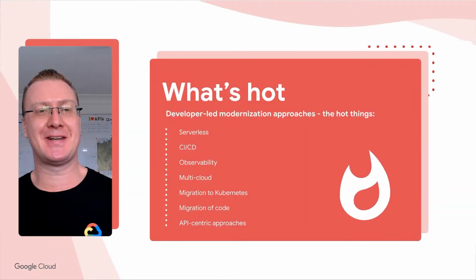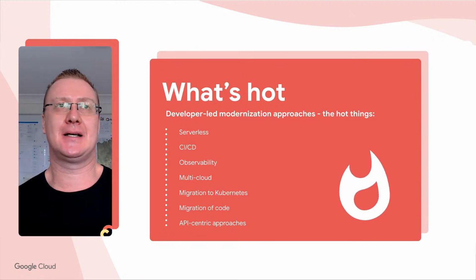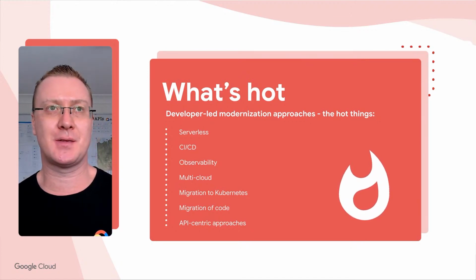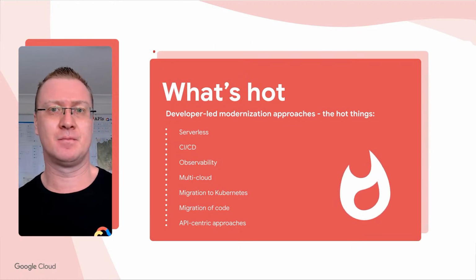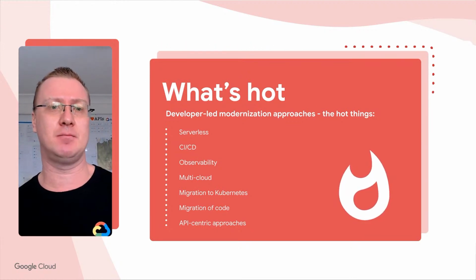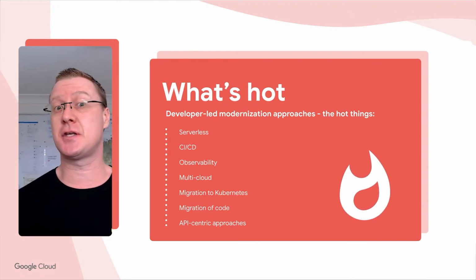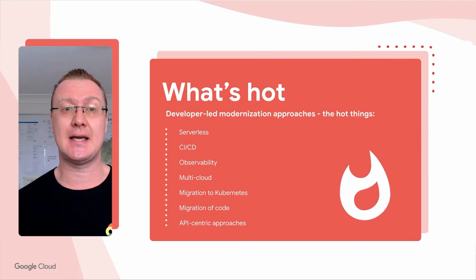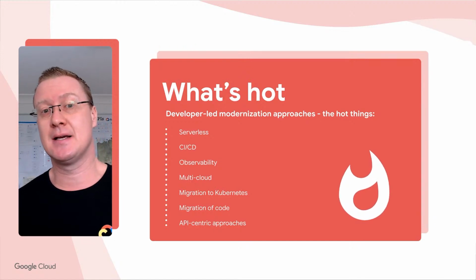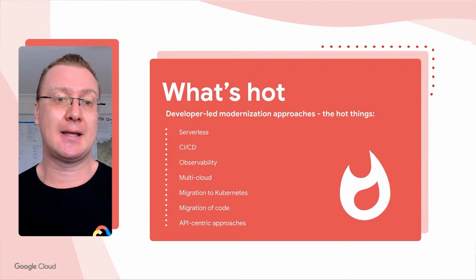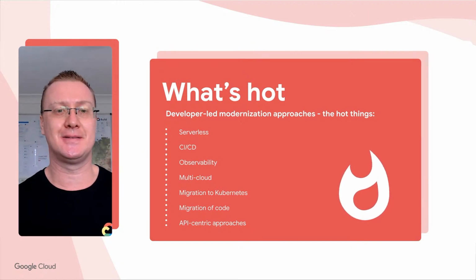So, application modernization, what's hot? Everyone is a developer, in my view. I feel like we're talking to so many different roles within organizations around code and the use of code, but what does that all mean? So today we're going to cover off a couple of different themes, and some of the hot things that you're likely to hear in this session are going to cover off things like serverless technologies, maybe CI/CD, observability, multi-cloud, and migration. Maybe it's migration to Kubernetes, maybe it's migration of code. And then also we'll finish up with API-centric approaches. So let's jump straight into it.